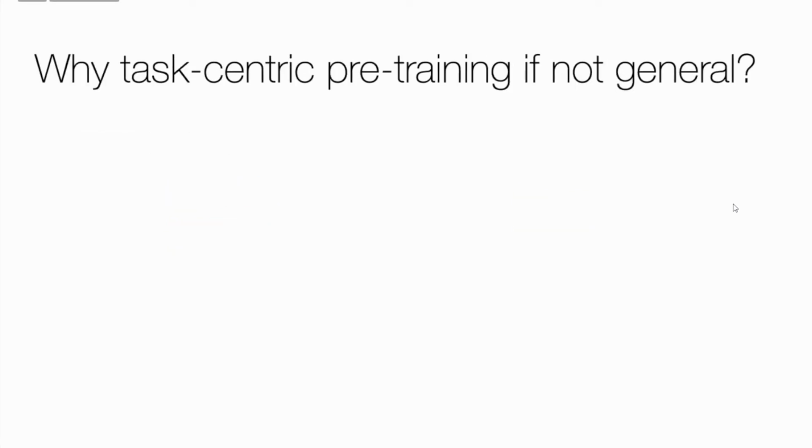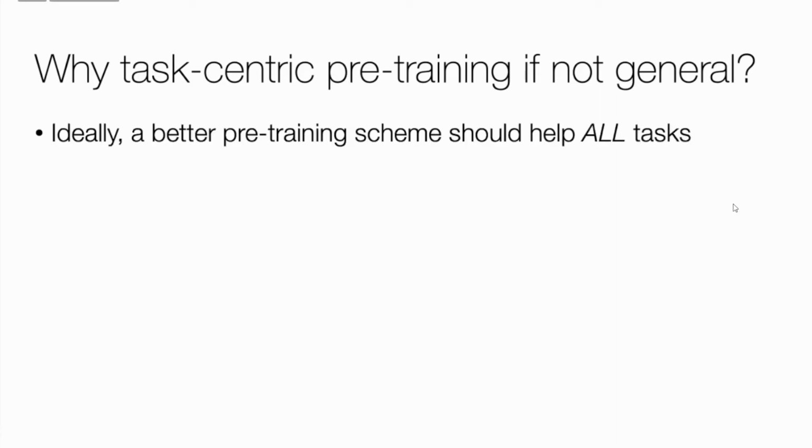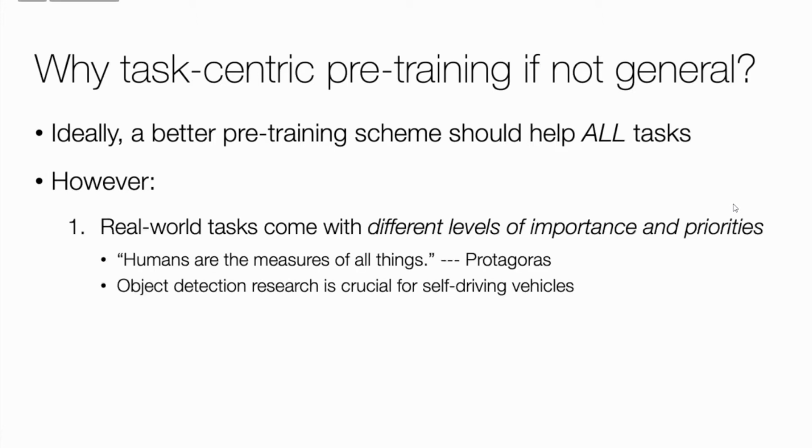So then why are we talking about task-centric pre-training, if they are not general, because they are task-specific ones? Well, ideally, we want a better pre-training scheme to help all the tasks. However, real-world tasks usually come with different levels of importance and priorities. For example, some people may say humans are the measure of all things, so it's super important to understand human activities, and others may not agree. They think object detection is probably more important research for self-driving cars, for example.